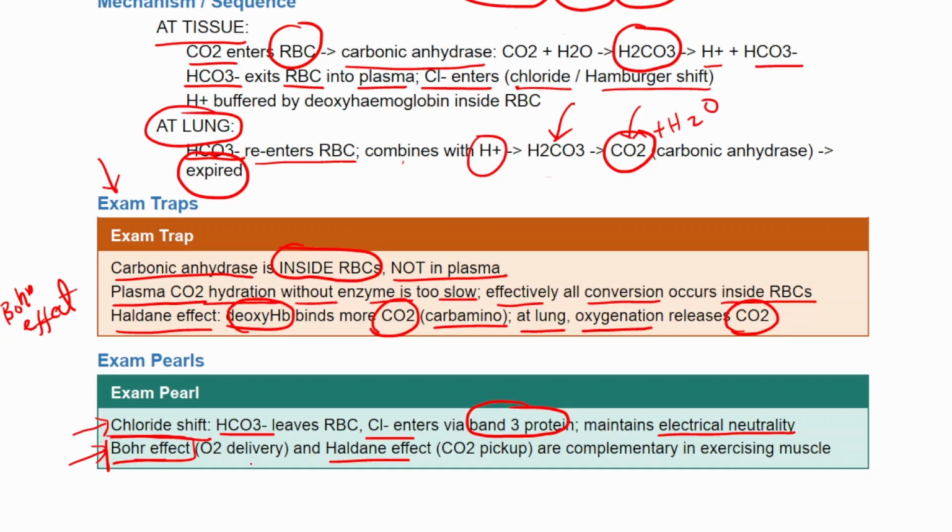The Bohr effect dictates that high carbon dioxide and acid levels drive oxygen delivery to tissue, and the Haldane effect dictates that low oxygen levels drive carbon dioxide pickup. This Bohr effect and this Haldane effect are perfectly complementary processes. They work in tandem to maximize gas exchange efficiency in actively exercising skeletal muscle.